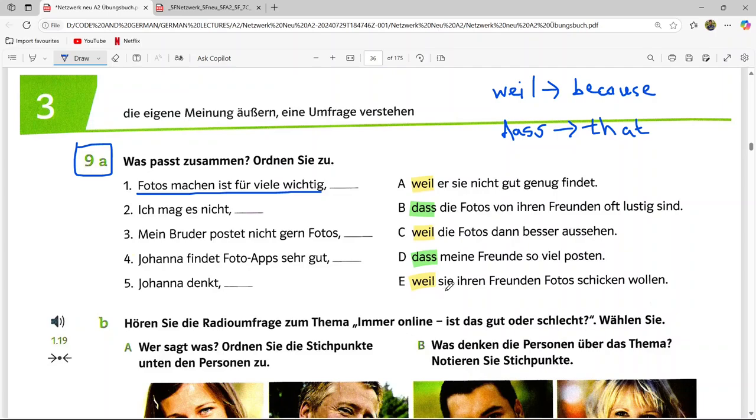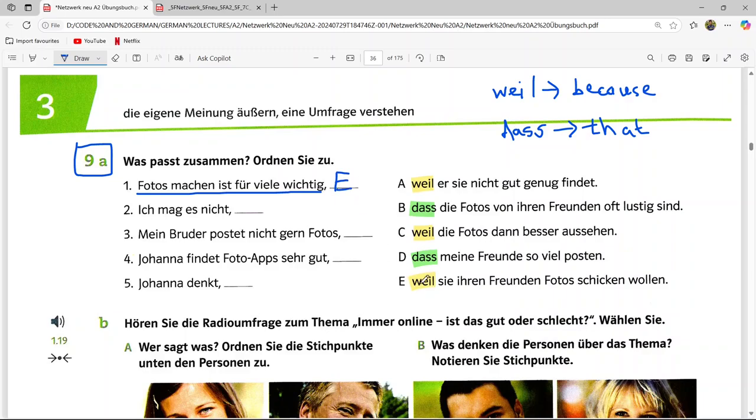Last option, weil sie ihren Freunden Fotos schicken wollen. So this one can be used. For example, if we combine the sentence, Fotos machen ist für viele wichtig. So taking photos is very important for many people. Why? Because they want to send photos to their friends. Taking photos is important for many people because they want to send photos to their friends. So it matches with this one.